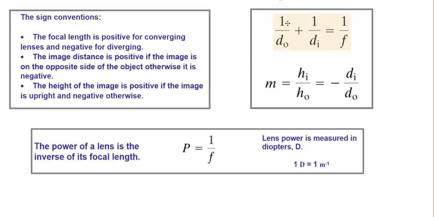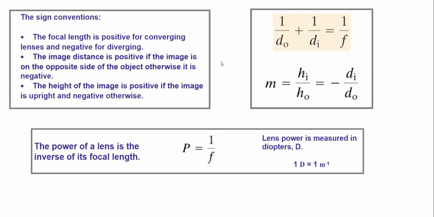Image distance will always be positive if the image is on the opposite side of the lens as the object. That'll be for all real images. Real images for a lens will always be located on the opposite side of the lens as the object.